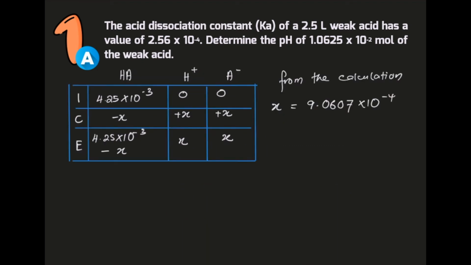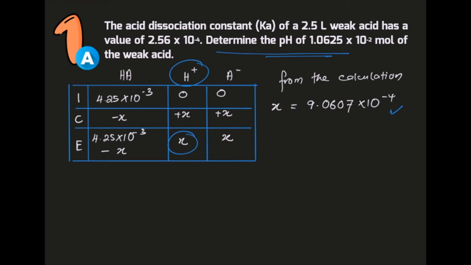Alright, so looking back at your ICE diagram, from the calculation we get your x. The new x is equivalent to 9.0607 times 10 to the power of negative 4. In the question you were asked to determine the pH. So in order for you to determine the pH, you need to know the concentration of your H+. So the concentration of H+ is actually equivalent to the value of x.